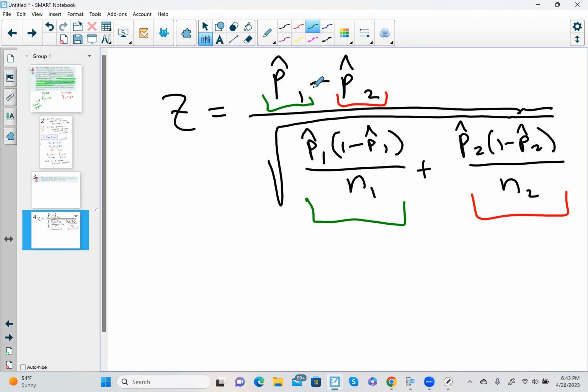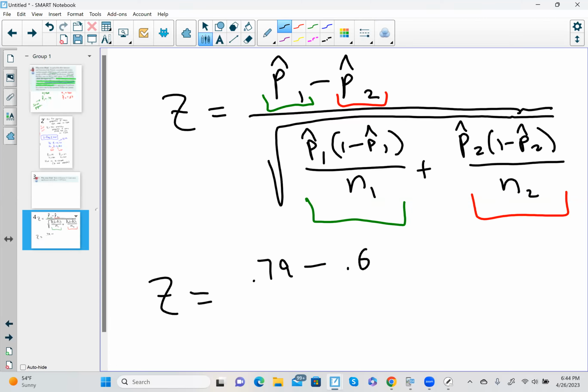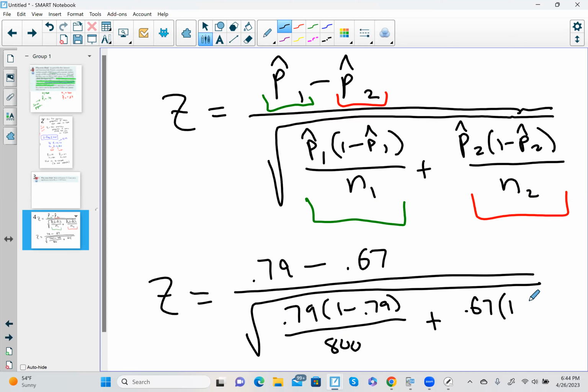Okay, so now I'm going to plug in all the information and we'll see what we get. Ready? So z equals p hat 1, which was 0.79, minus 0.67. And then on the bottom, we're going to have the square root of 0.79 times 1 minus 0.79 over 800, plus 0.67 times 1 minus 0.67 over 400.